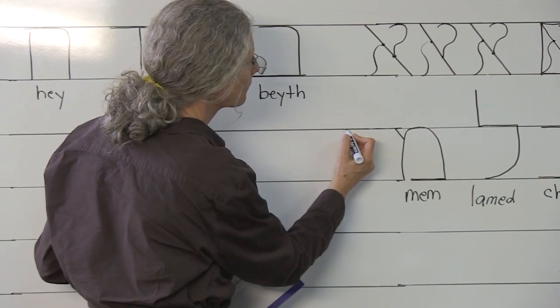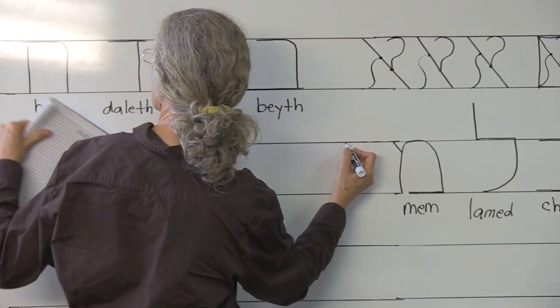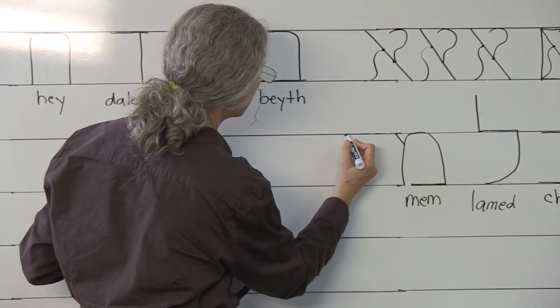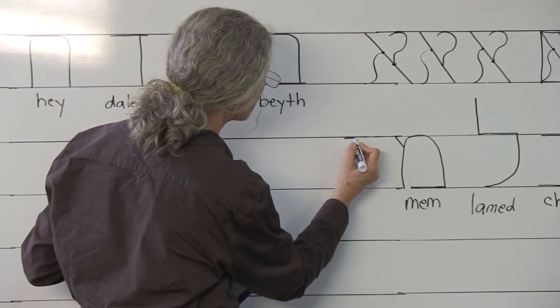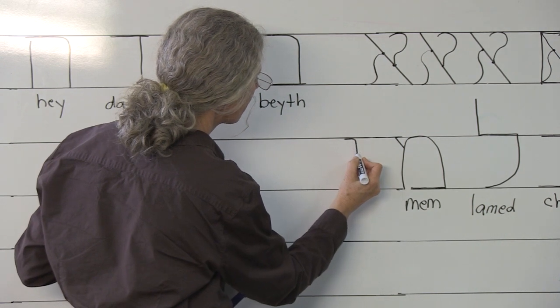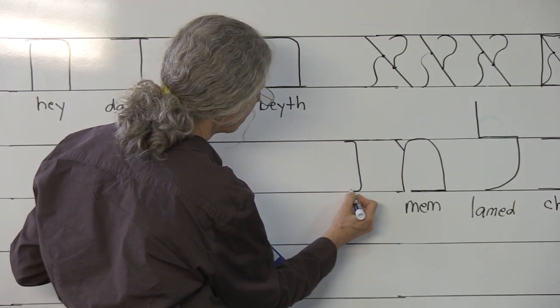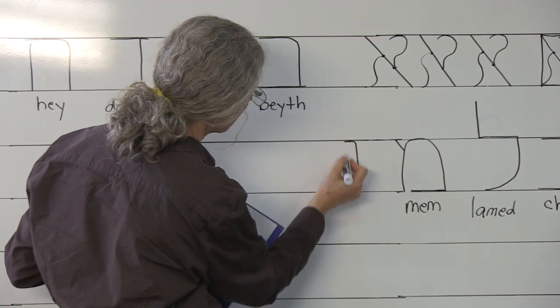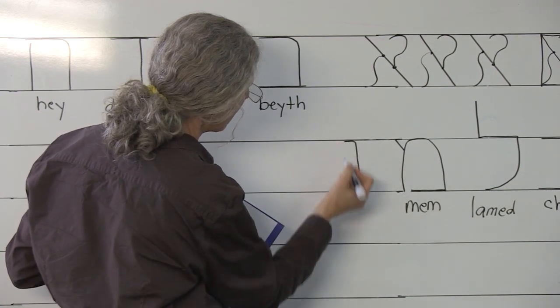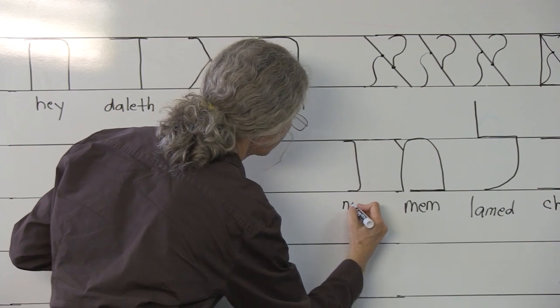Next is the Nun. Nun is going to start out similar to the Vav. You got a little curve, little line here, a little curve, but then when you come down to the bottom, you're going to curve in again. And it's going to be just sticking out a little tiny bit, a little farther out than the top there. Noon.